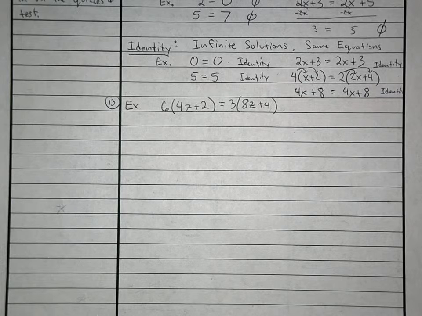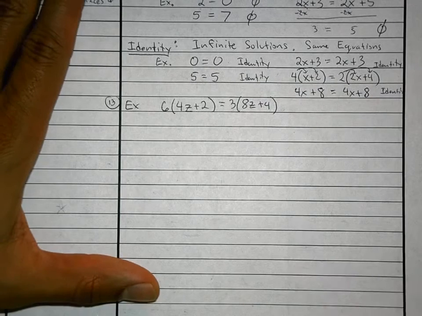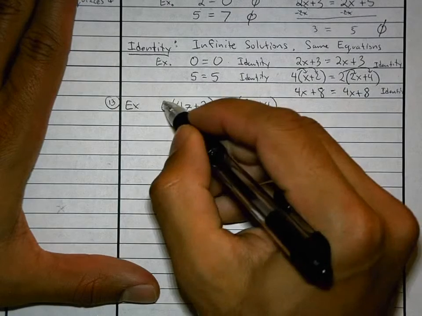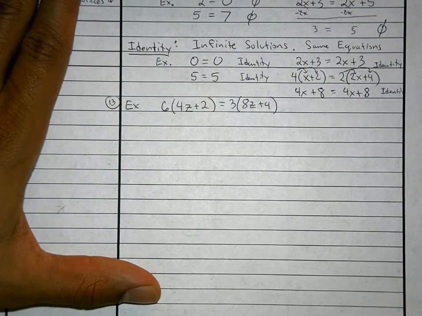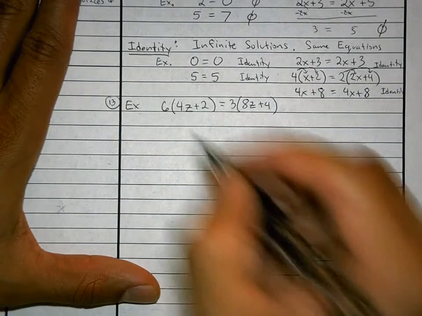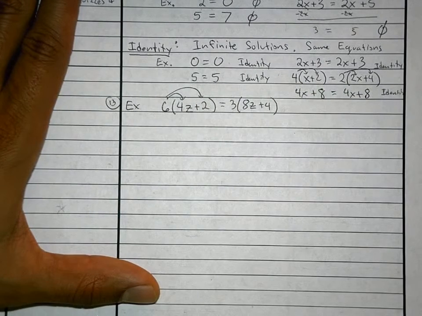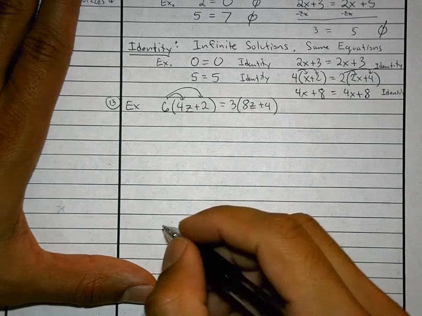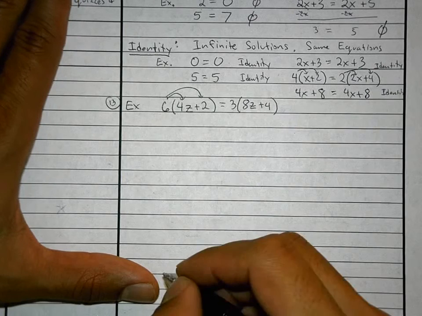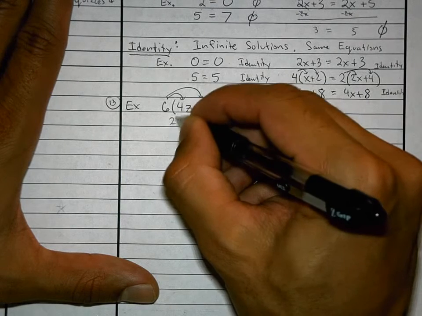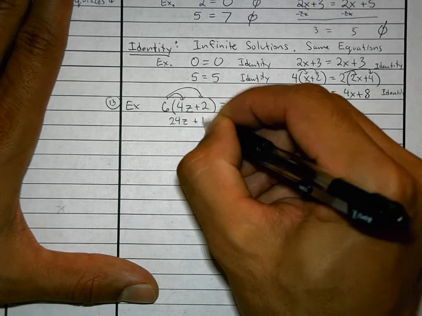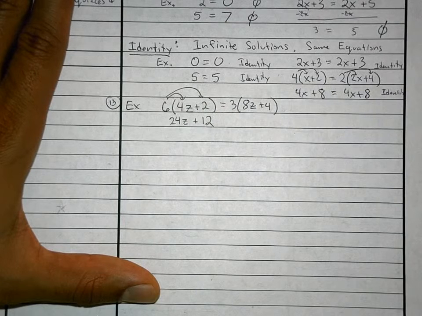Let me ask Cece for some help. Cece, what would you do first on this left side? Distribute. Like this? What do you get when you distribute? 24z plus 12. I agree with you.